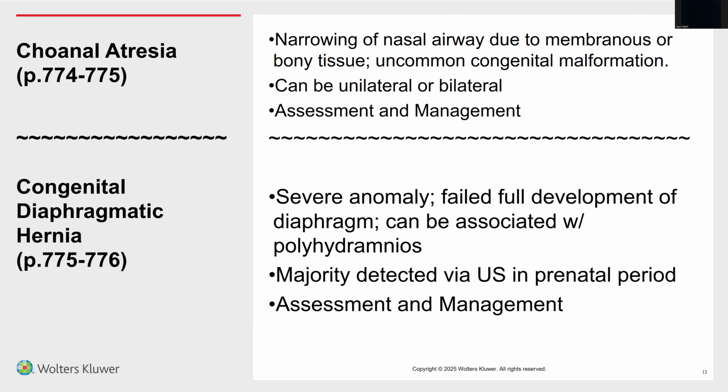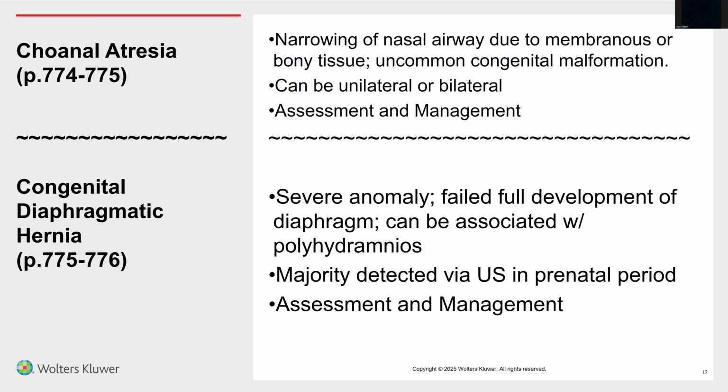Choanal atresia is the narrowing of the nasal airway due to a membranous or bony tissue. It's an uncommon congenital malformation. It can be unilateral or bilateral, but if it is bilateral, that means your newborn is going to be unable to breathe. And newborns are obligatory nose breathers. So if a baby has bilateral choanal atresia, establishing an airway is your emergency priority.